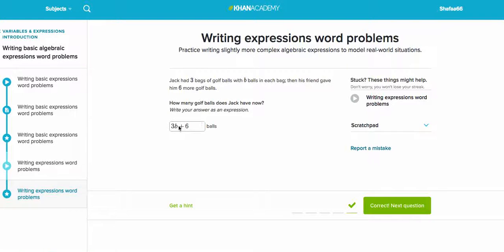So this was my answer. But what if it's wrong? Let's double check. I got that answer because what I did is I took three bags and B balls in each bag.